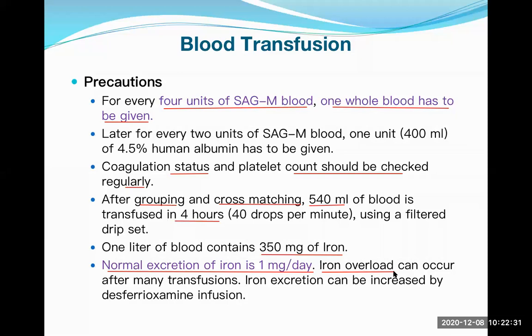So just to avoid this situation, if a person is getting recurrent transfusion, we need to give an iron chelating agent that is known as desferoxamine. Okay, so that the excessive iron is excreted out from the body. This is very important knowledge.